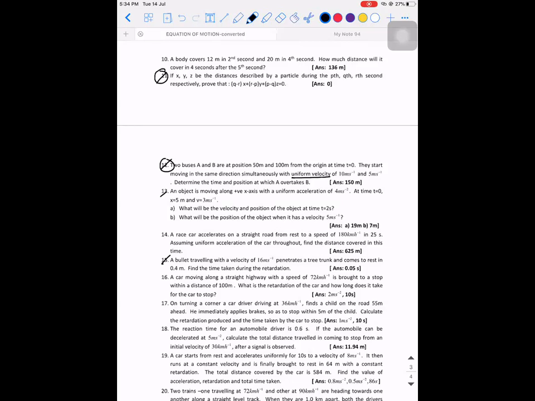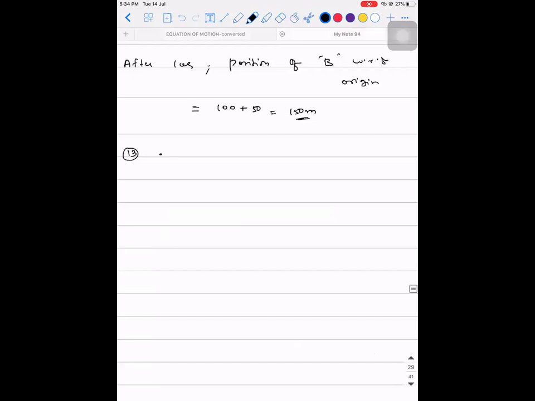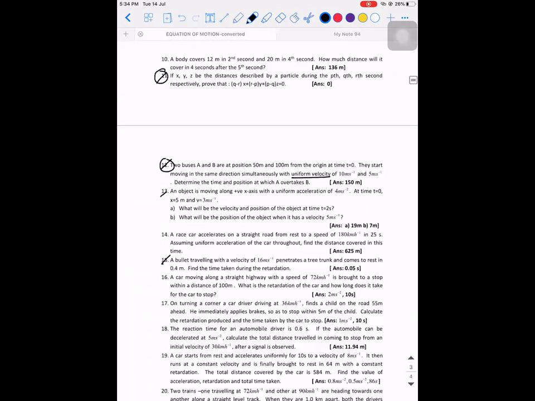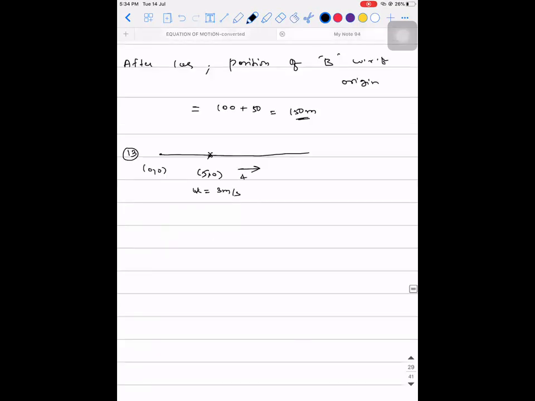An object is moving along the positive x-axis. At t is equal to 0, it is at a position. So this is the origin. Always you should start with the origin. Where is the particle? It is at 5, 0. And what is the velocity it has? 3 meters per second. And what is the acceleration with which it is going? 4 meters per second square.